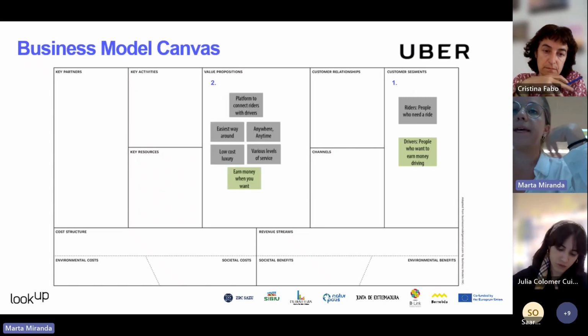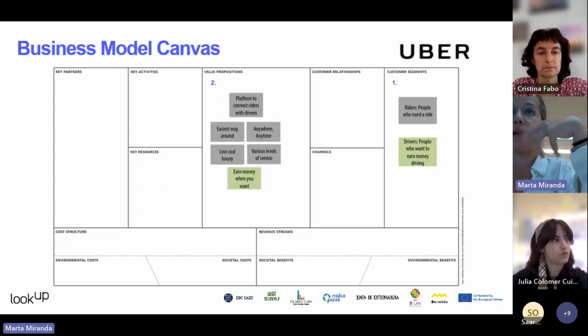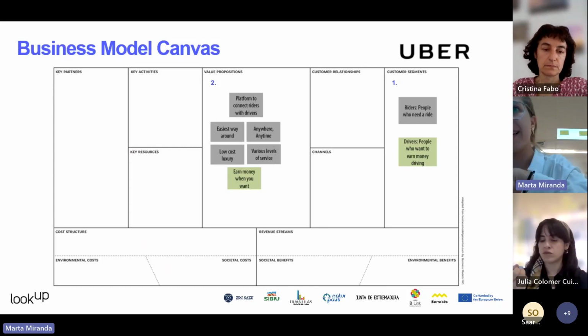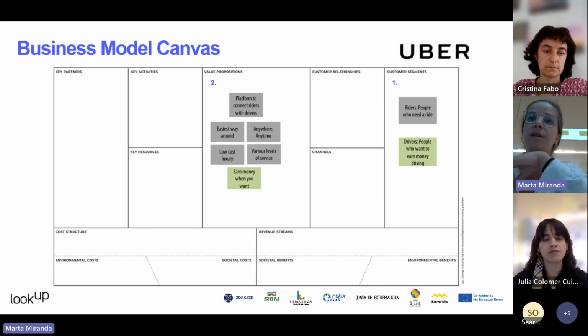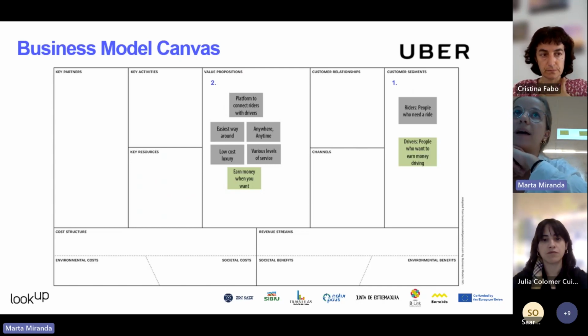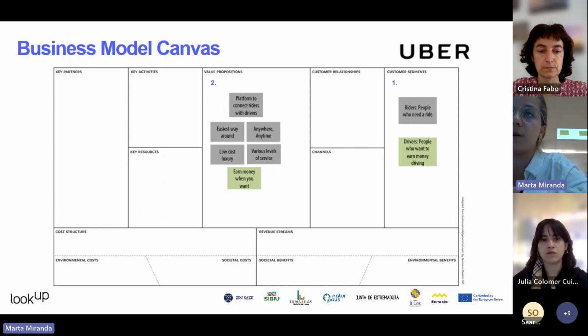For example, in Uber, what we are offering is a platform that connects riders with drivers. It is the easiest way to go around. We can go anywhere, anytime. We have various levels of services depending on the consumer, and it is a very low cost luxury. In the end, we have cars on demand and at a low price. And you can see this green color is used to talk about the value proposition for the drivers, and it's that they can earn money when they want.